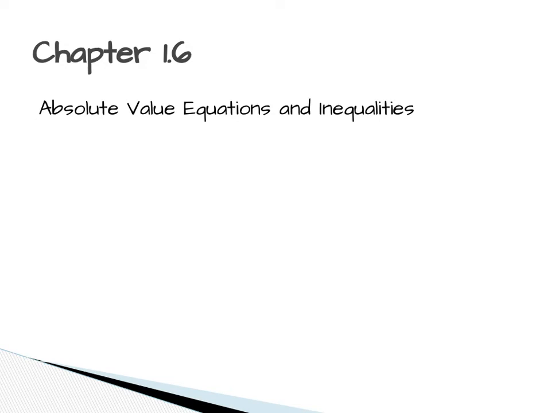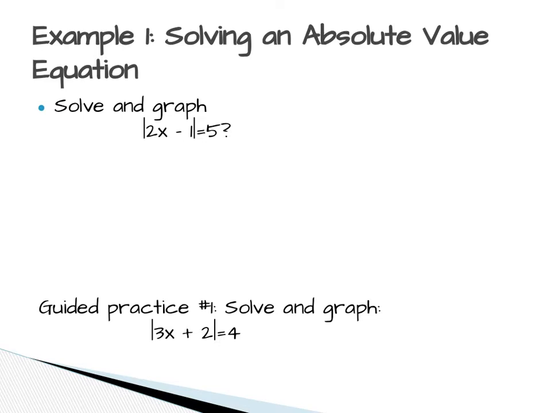Chapter 1.6, Absolute Value Equations and Inequalities. Because of the nature of absolute value, when you solve absolute value equations, you have to take what's inside the absolute value and set it equal to the positive 5 and the negative 5. So you're going to rewrite it twice. You're going to take what's inside absolute value and set it equal to positive 5 and take it and set it equal to negative 5.